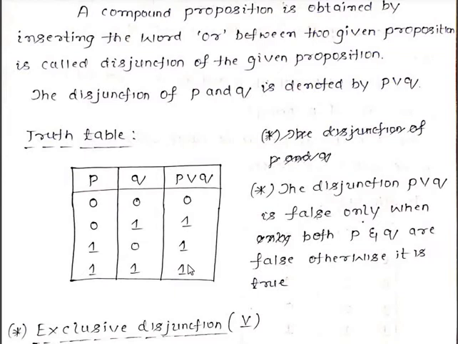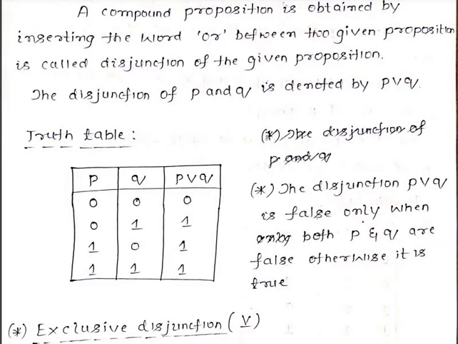I mean, when both the statements are false, then only your disjunction statement will be false. In all other cases, it will be true. The disjunction P or Q is false only when both P and Q are false. Otherwise, it is true. For our understanding, you can take it as addition. Conjunction will work like a multiplication, disjunction will work like an addition.